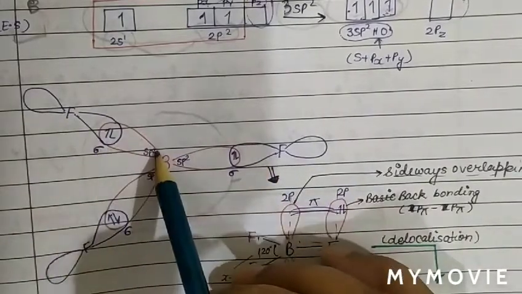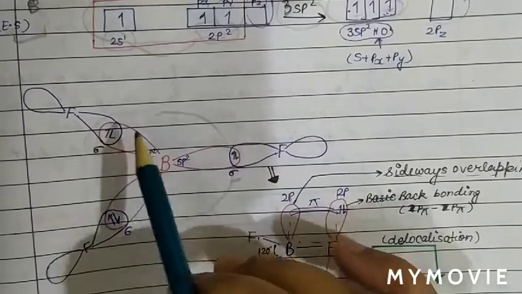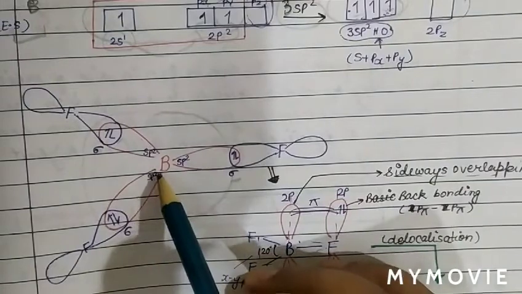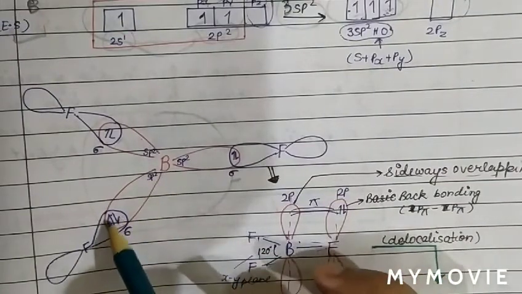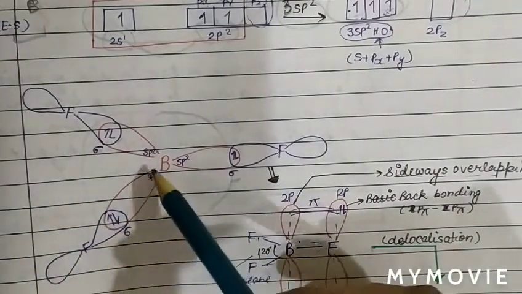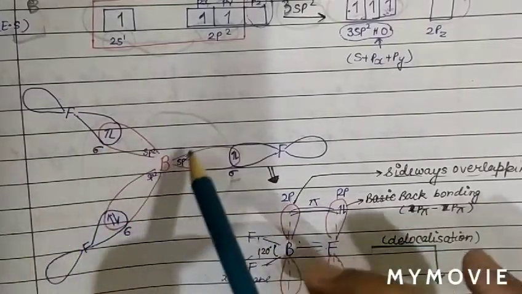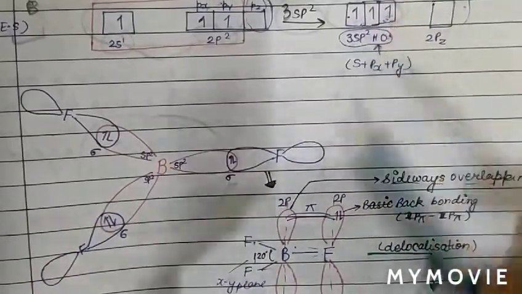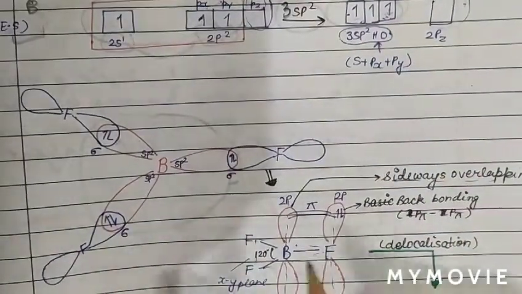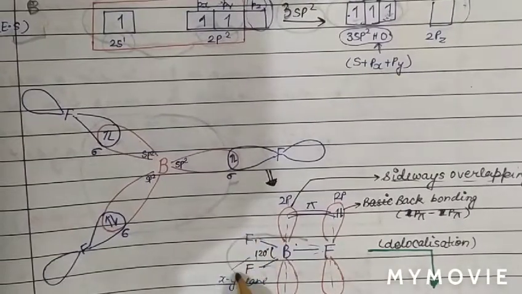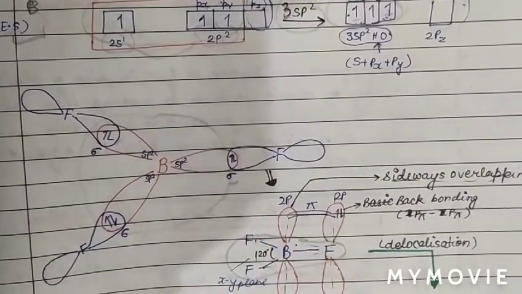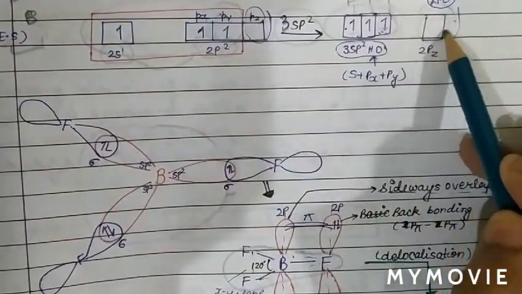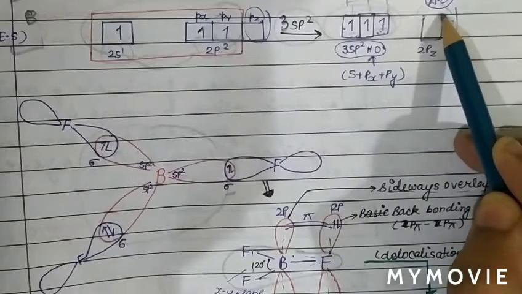Now another sp2 of boron will form a sigma bond with fluorine, so another sigma bond. Again, the sp2 hybrid of boron forms a sigma bond with fluorine. So basically how many sigma bonds are there? 1, 2, 3. So 3 sigma bonds are formed by boron using the 3 unpaired electrons of the hybrid orbitals. As we know, boron has arranged in the form of trigonal planar geometry. Again, there is 1 orbital of boron which is vacant, and this is a pure atomic orbital.